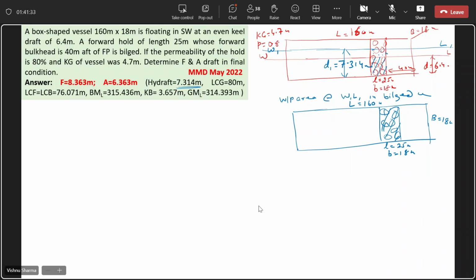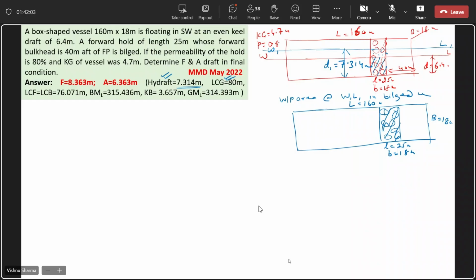There is no need to calculate. It can be qualitatively with reasoning. It can be arrived at 80 meters, half the length. Anybody who's not been able to close out this LCG part, guys? See, I'll only help you in whichever place you are getting stuck. So shall I assume two things are done? High draft is fine. LCG is fine, guys.